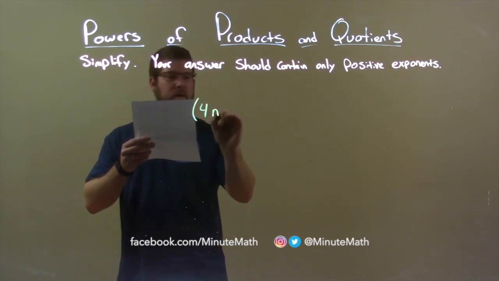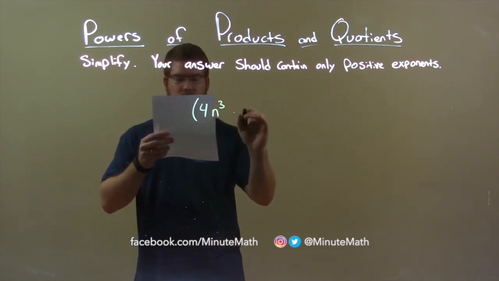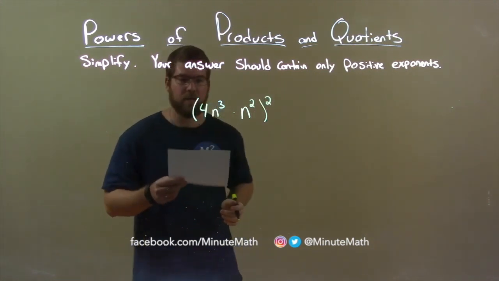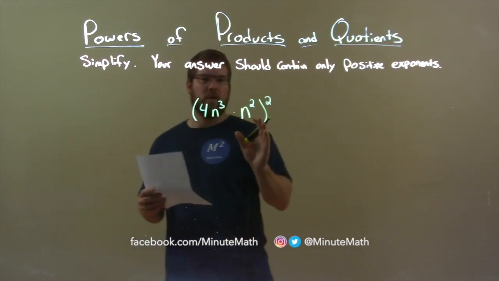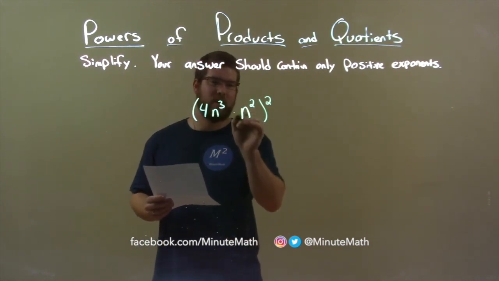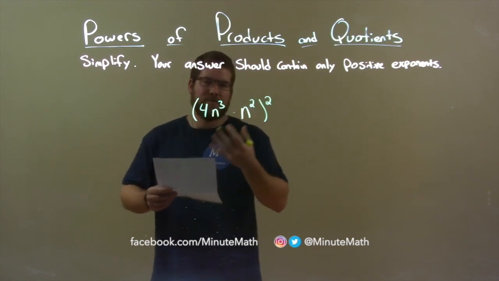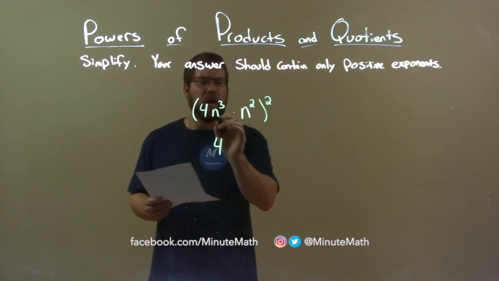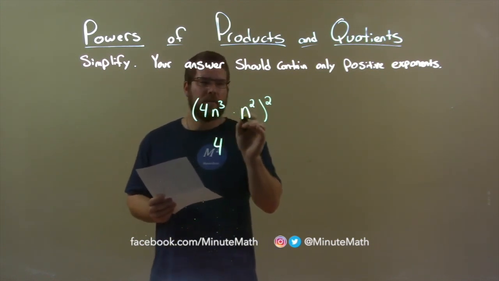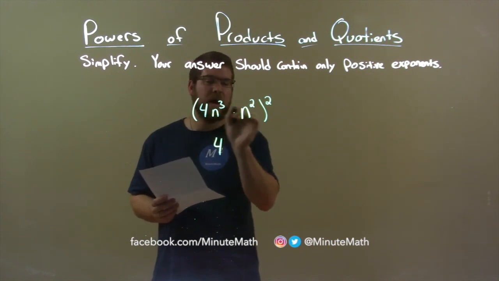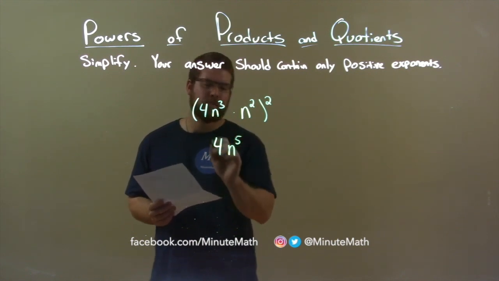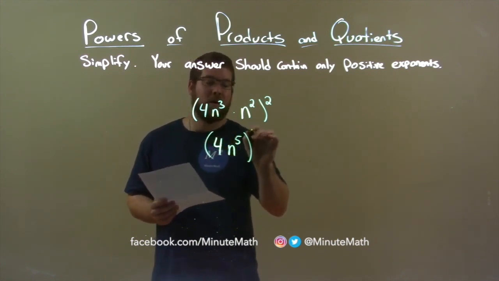4n to the third power times n squared, all raised to the second power. Well, I want to simplify within the parenthesis first, if I can. The coefficient in front of n squared is really a 1, and 4 times 1 is just 4, right? But now we have n to the third times n squared. When we multiply variables with the same base, we add the exponents. 3 plus 2 is 5. So we have n to the fifth power here. Don't forget, we still have the square, all of that.